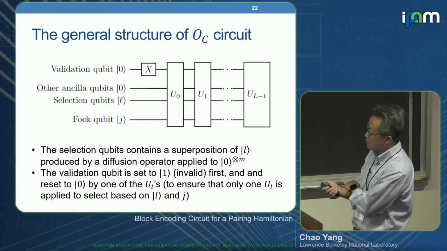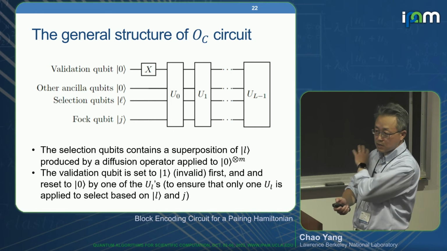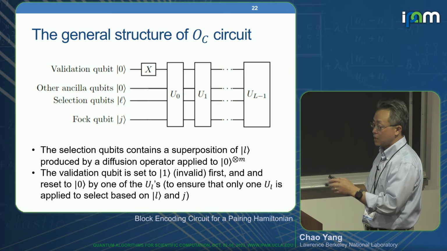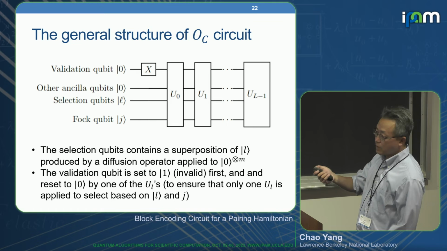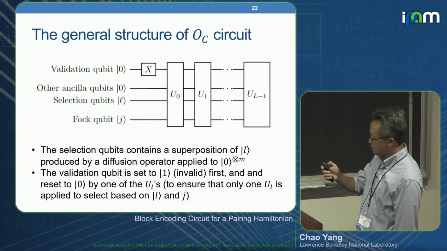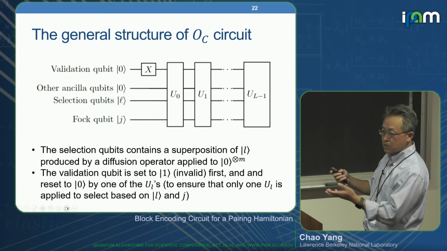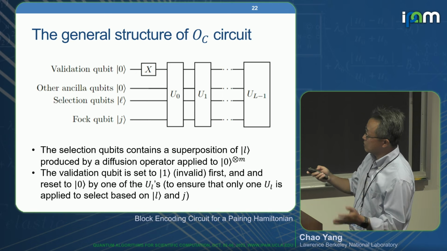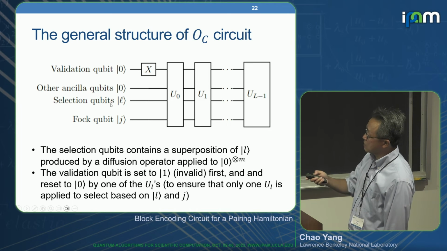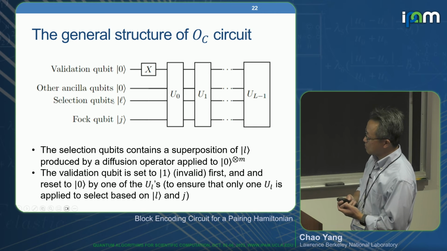So what we do is we create this validation qubit, to basically invalidate all the operations that don't give you anything useful. It's set to 1 by this NOT gate first. And then there are some other ancilla qubits used later to perform control rotations and other things. I'm just going to leave it alone; nothing's done on that. And then we need a set of selection qubits to essentially implement the select oracle.